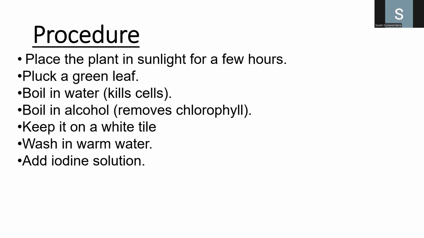Then we have to take the plant out of the dark room and keep it under the sunlight for a few hours. Around 3 to 4 hours is enough. Then you can pluck a green leaf and boil it in boiling water. Why are we boiling it? We need to kill cells, actually. So you can see that the boiled leaf is turning into a gray, little bit dark green color.